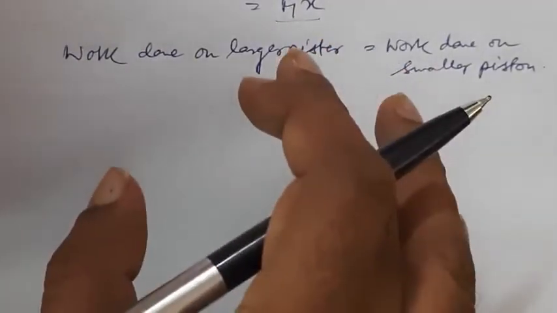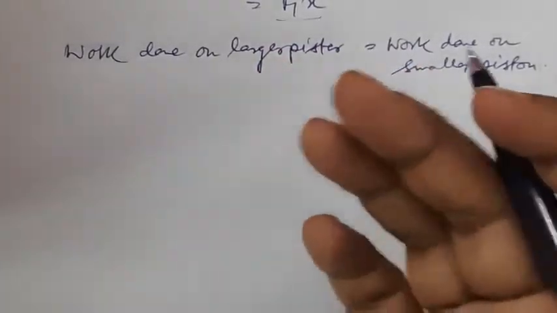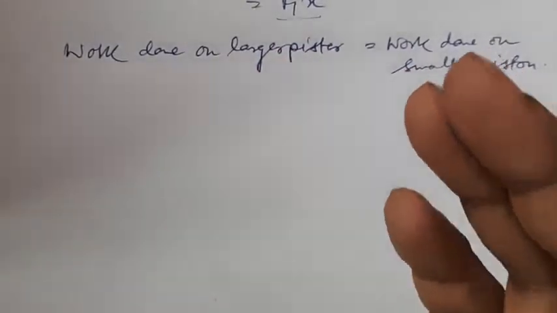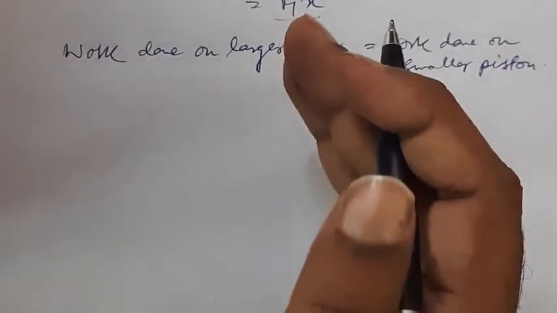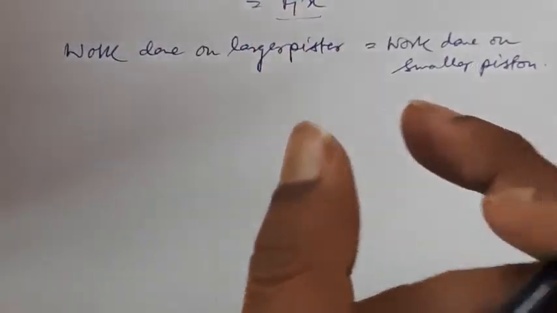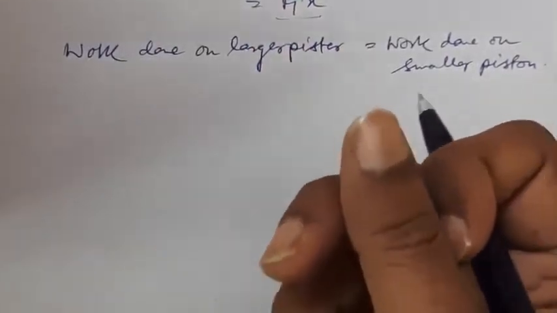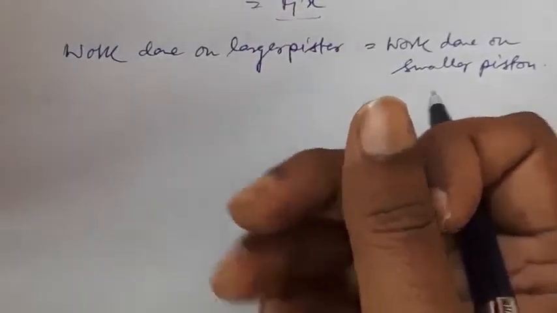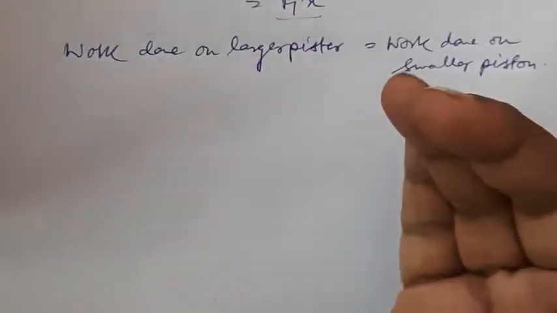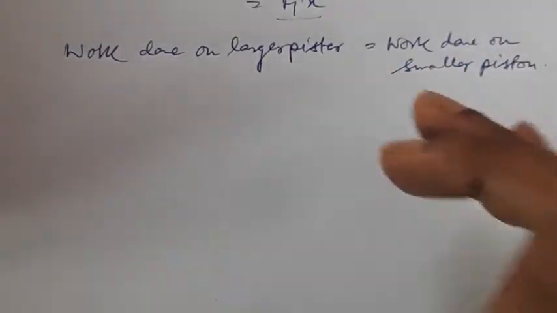If there is frictional force present, then the work done by the larger piston must be less than the work done on the smaller piston, because some part of the work or energy is dissipated as heat, so we do not get the same amount of work on the larger piston.